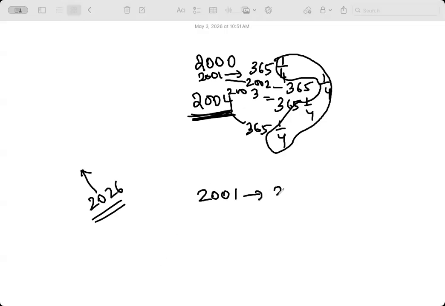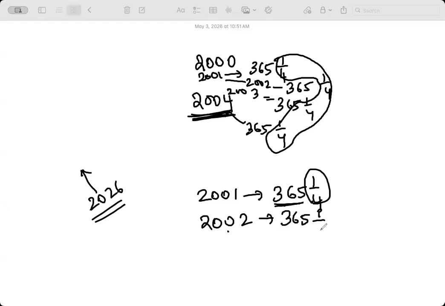2001, what happened? The earth took 365 and 1 by 4 days. 2002, after 365 days got completed, we went to 2002, leaving this. Again in 2002, the earth took this many days. Again we left that 1 by 4, and after 365 days, we came to 2003. In 2003, again the earth took 365 days and 1 by 4. Again we left this 1 by 4.